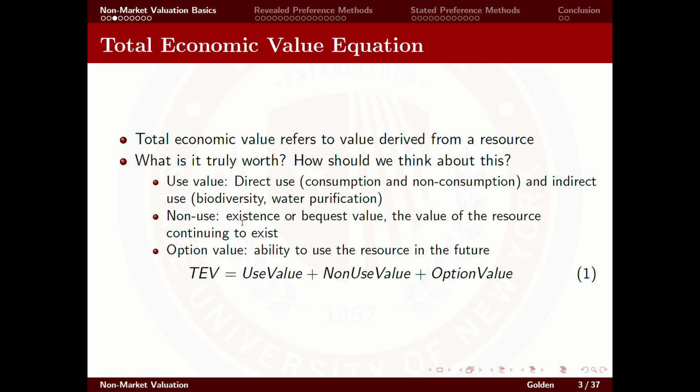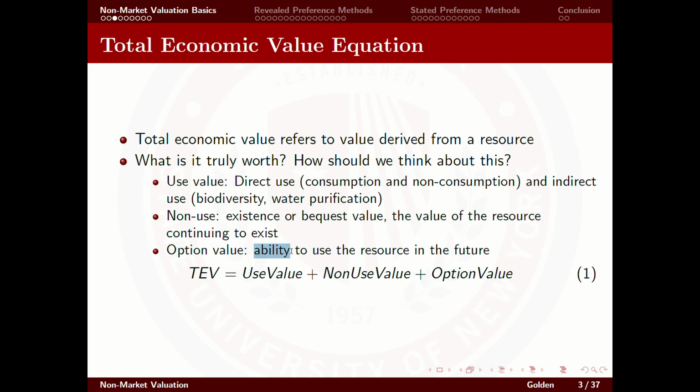Then you have non-use value, which is the existence or bequest value, the value of the resource continuing to exist. There are places that we've cordoned off and made it so that humans can't go there. And you might say, well, what's the value of this? We can't even use it. But these things have value just because they exist. There's an argument that nature should be protected and kept pristine.